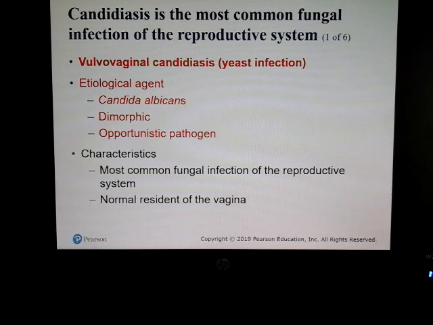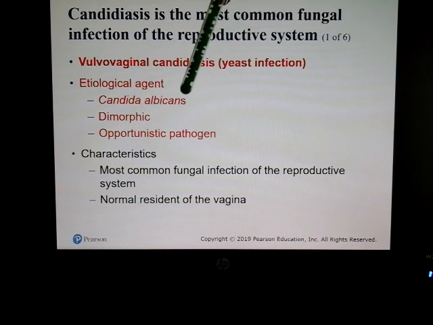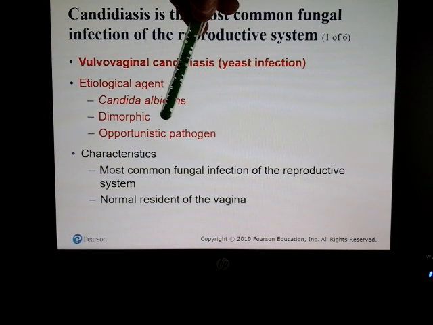Now, there's a couple of different types of vaginal infections out there, guys. Please know the main infection, yeast infection in women, is caused by Candida albicans. It's dimorphic, and it's an opportunistic pathogen. Again, Candida albicans, dimorphic, opportunistic pathogen.